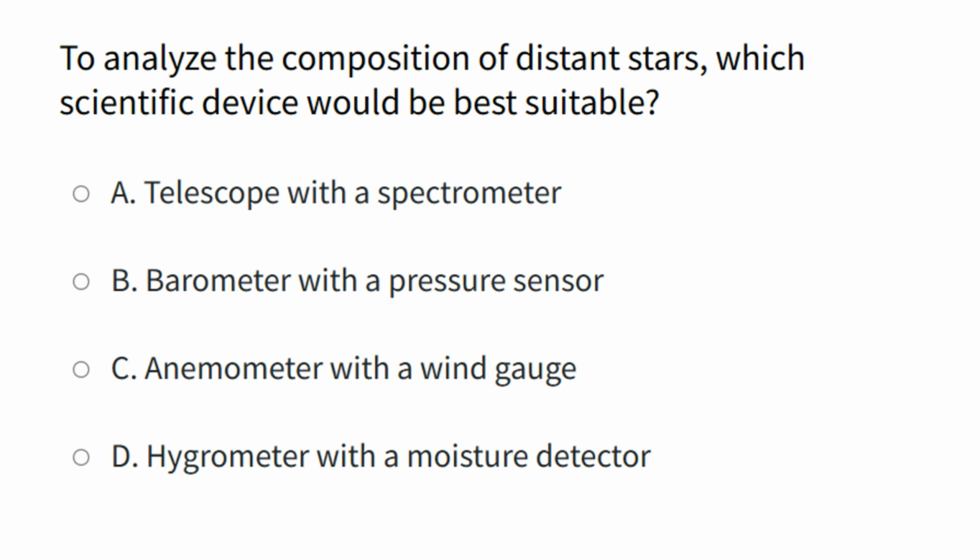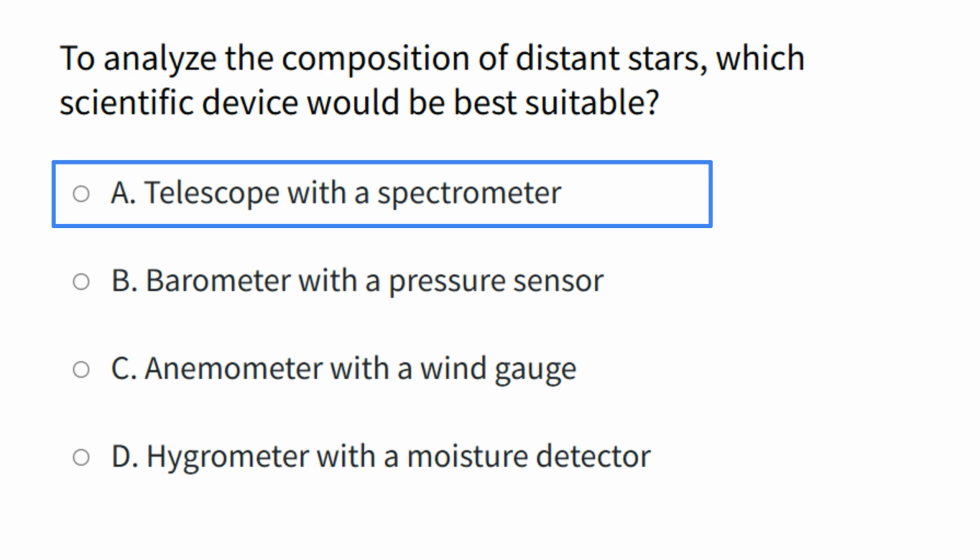2. To analyze the composition of distant stars, which scientific device would be best suitable? A. Telescope with a spectrometer. B. Barometer with a pressure sensor. C. Anemometer with a wind gauge. D. Hygrometer with a moisture detector. The correct answer is A. Telescope with a spectrometer.